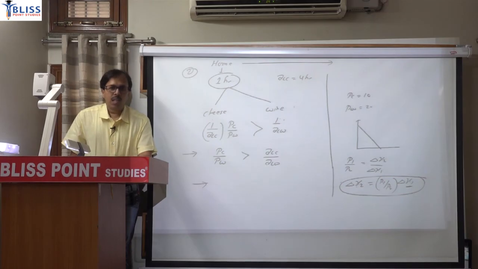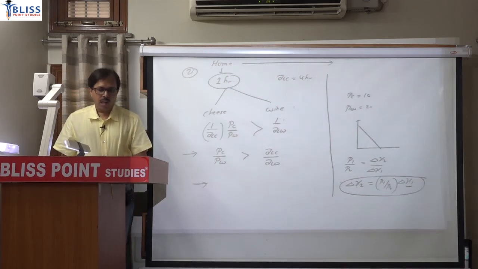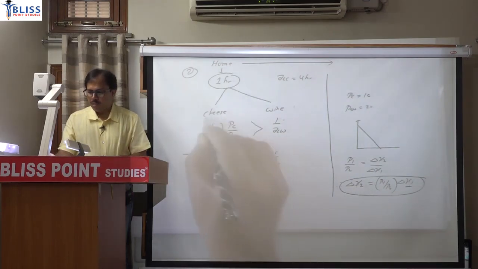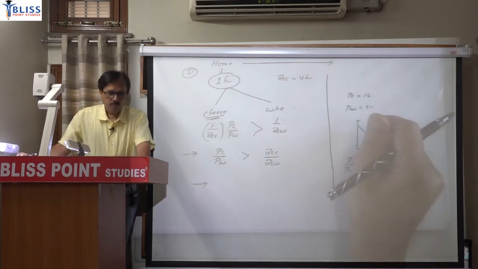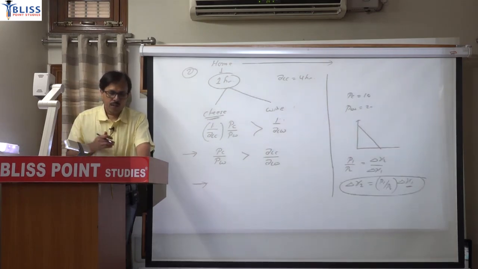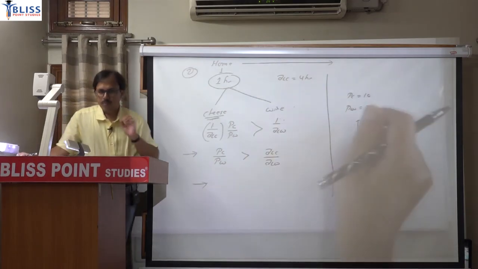So home country uses an hour of labor to produce 1 by ALC unit of cheese, and trade it, that is exchange it, in exchange for wine at price ratio PC by PW. Labor has its opportunity cost.